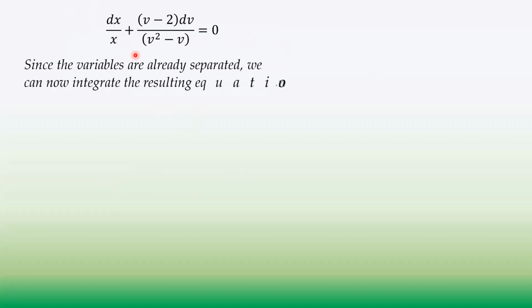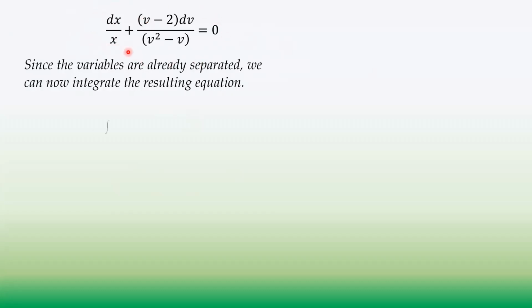Again, we have dx over x plus (b minus 2) db all over b squared minus b, equals 0. So, again, the variables are now separated. We can now integrate the resulting equation.